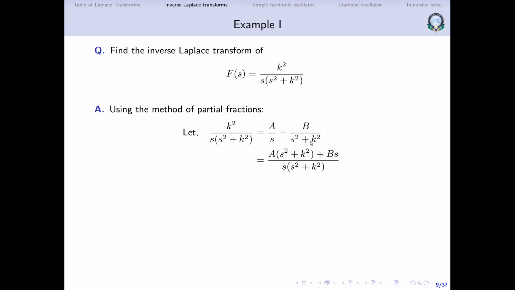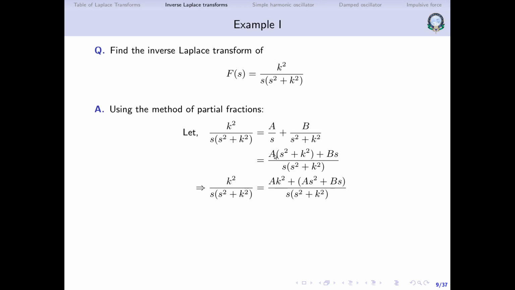So what we do is we just add these two fractions together. Again, in the denominator we'll have s into s square plus k square, and then a will be multiplied by this, so a into s square plus k square, plus b will be multiplied by this, which is b into s. Now what we do is we collect the k square terms and the s terms. Those terms which contain k and those terms which contain s, we'll collect them separately.